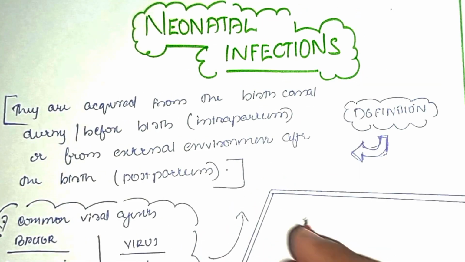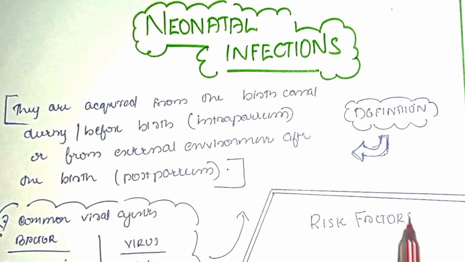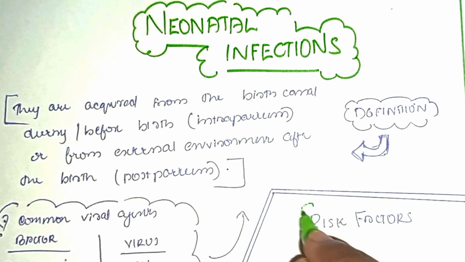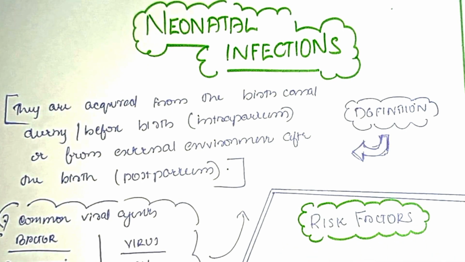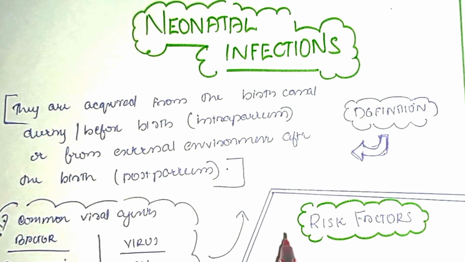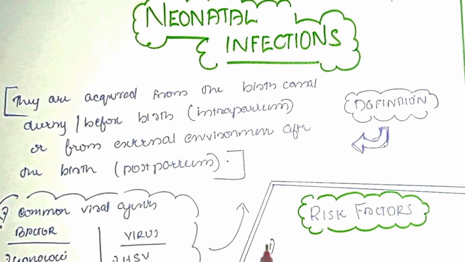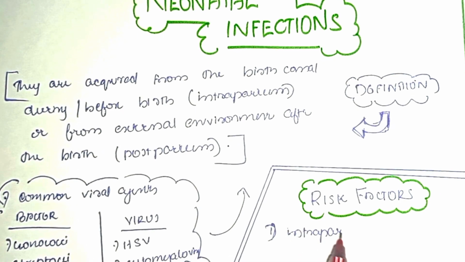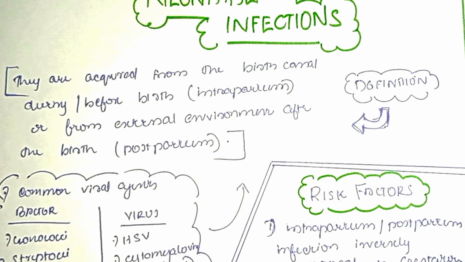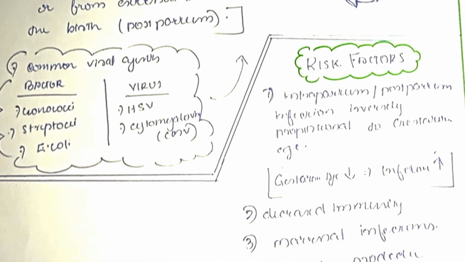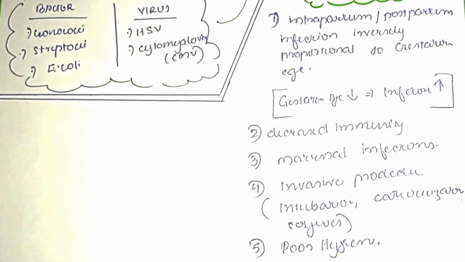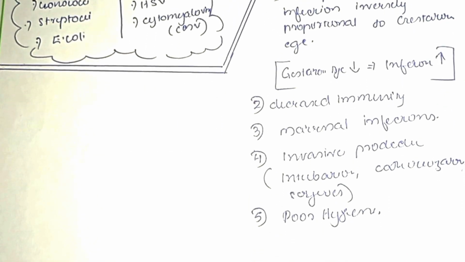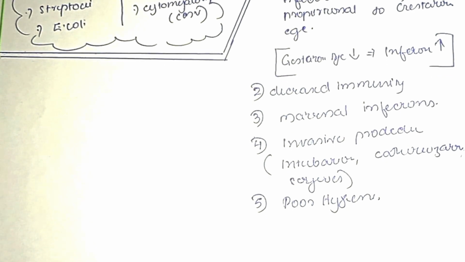Next, we can jump on to the risk factors for neonatal infections. I am concluding and telling all the portions in a generally small way, because it will be helpful for you to make the notes very concise and also help you for the studies. Coming to the risk factors, the first one is that intrapartum and postpartum infections are inversely proportional to the gestational age. What does this mean? If the gestational age decreases, the chance for infections usually increases.